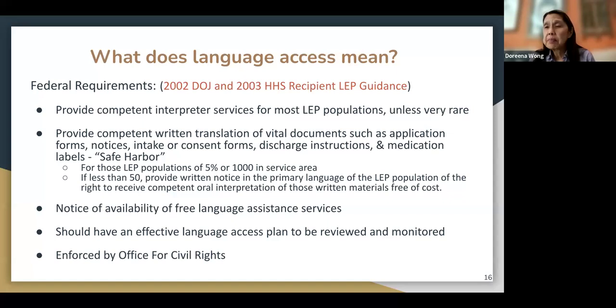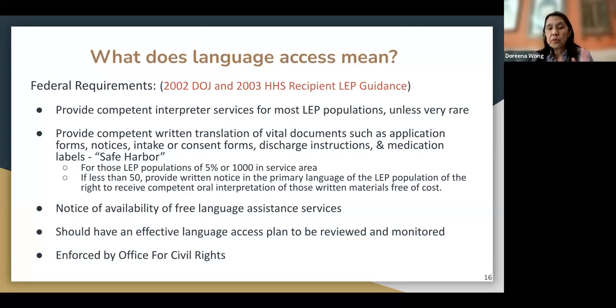And what we mean by competent interpretation services is that the interpreters should be trained. They should be proficient in English and their non-English language. They should understand their code of ethics and the role of the interpreter. So in most cases, it means that the interpreter should be provided for most LEP populations, unless it's a very rare language, because these days an entity can contract with a telephone interpreter agency that covers hundreds of languages.